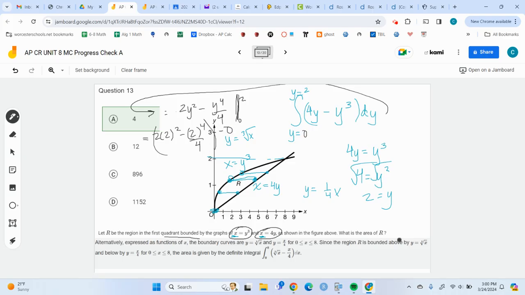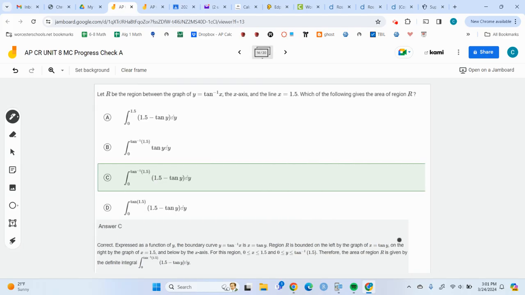Again, minus 0. So 2 times 2 is 4. 4 times 2 is 8. Minus 2 to the 4th is 16. 16 over 4 is 4. So I end up with just 4. Okay, next one. Let R be the region.